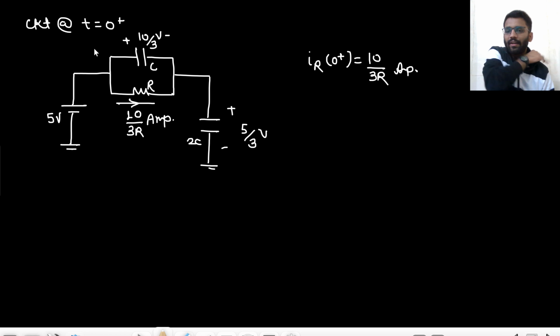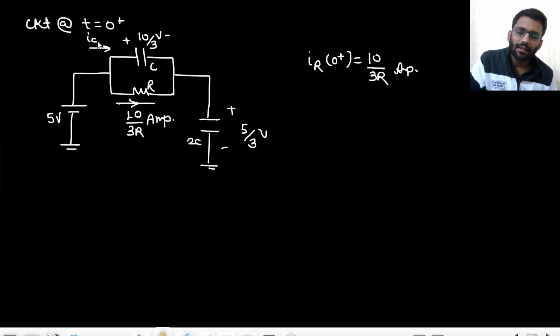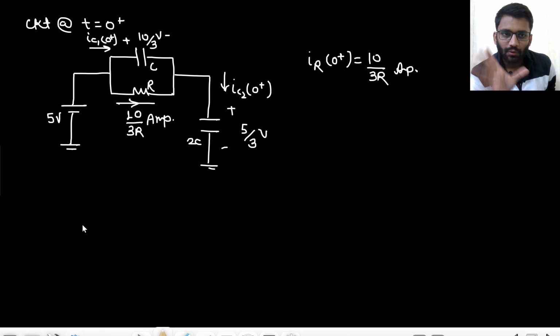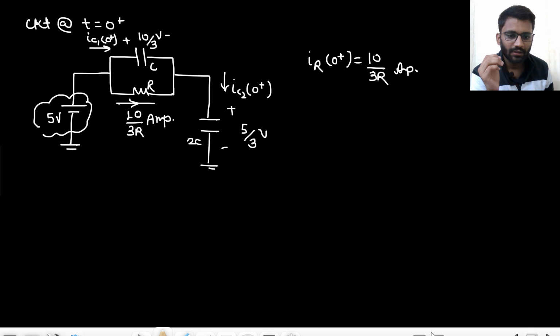So IR 0 plus is 10 by 3 R ampere. Now we have to find IC1 0 plus and IC2 0 plus. These two values I need to find. Okay. Now let's see. Tell me how many sources are there. How many sources you can see in this circuit? Sources, energy sources. This is a voltage source, this is an energy source.